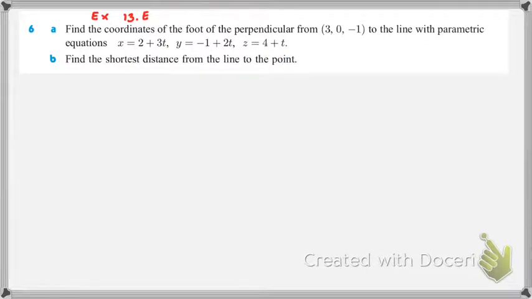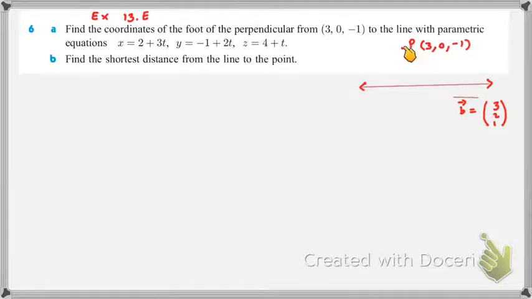I'm going to draw this first. So we have a line like that and a point here, the point from where you need to draw the perpendicular and find the foot of the perpendicular. When you look at the equation of the line, the coefficients of the parameter t will give you the direction vector. So the coefficients are 3, 2, 1, which gives you a vector parallel to the given line. So I mark a vector which is parallel to the given line, which is (3, 2, 1).